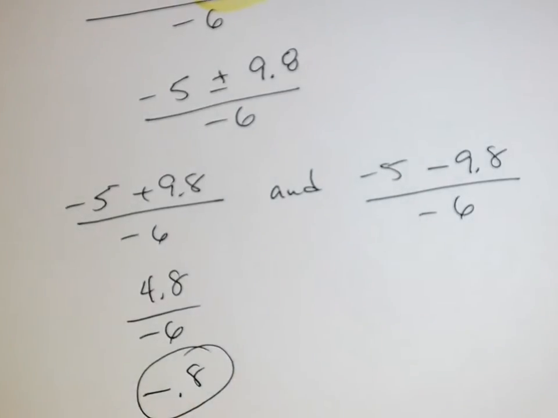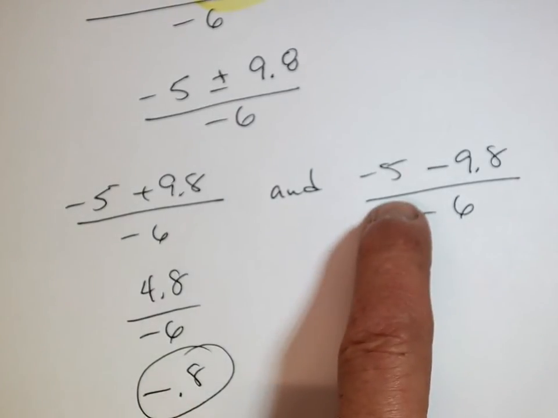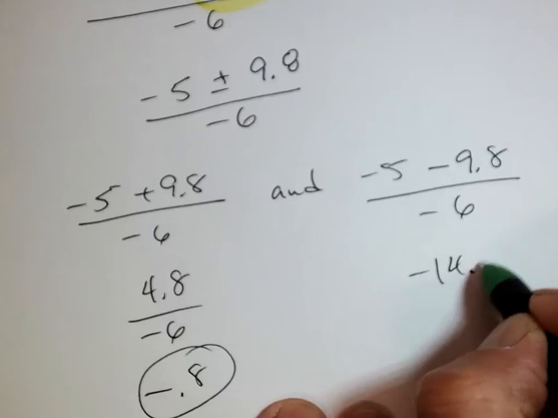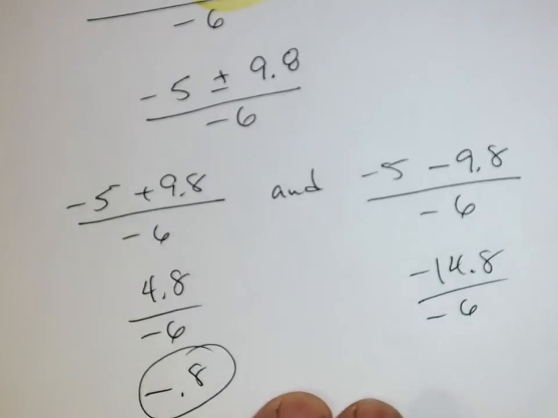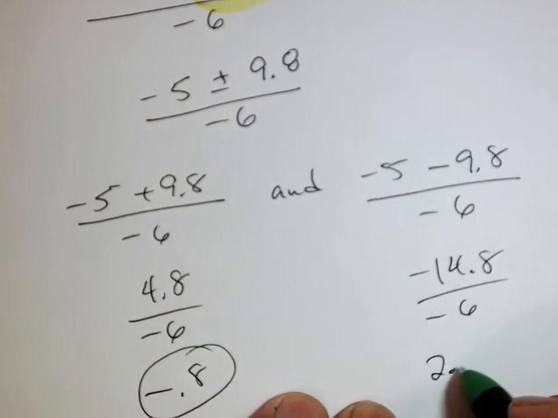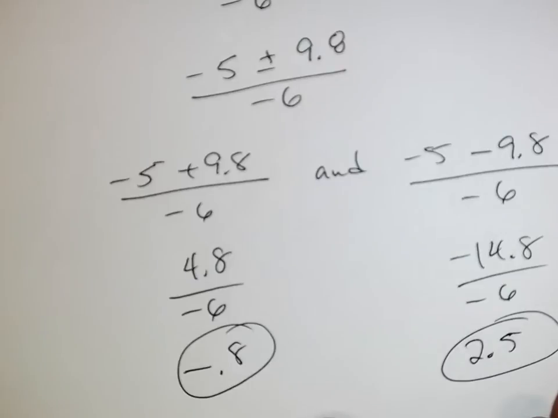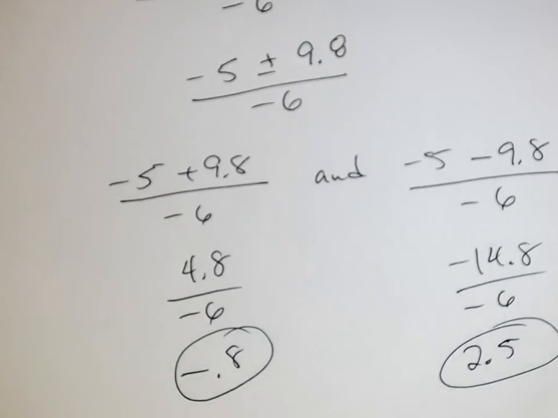2 answers, right? Negative 5 minus 9.8 is a negative 14.8 divided by negative 6. And my other answer is about a 2.5. Okay? That's the quadratic formula in a nutshell.